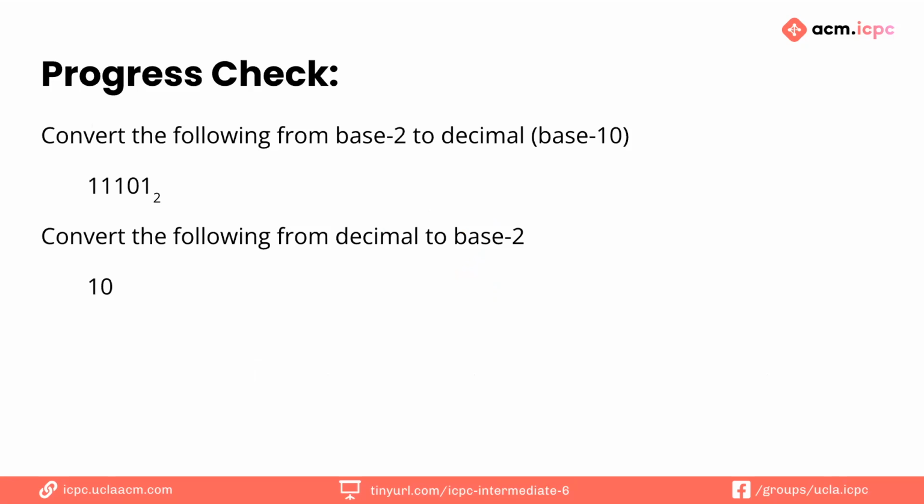And here's the pop quiz. Could anyone tell me what's the corresponding binary or decimal of these two numbers? The first one is 29 and the second one is 1010.